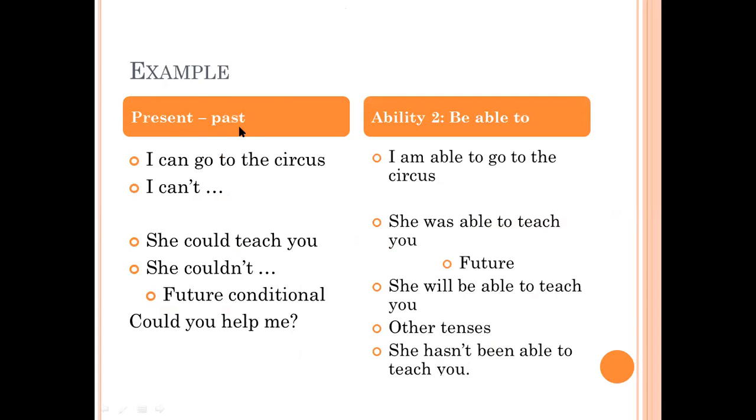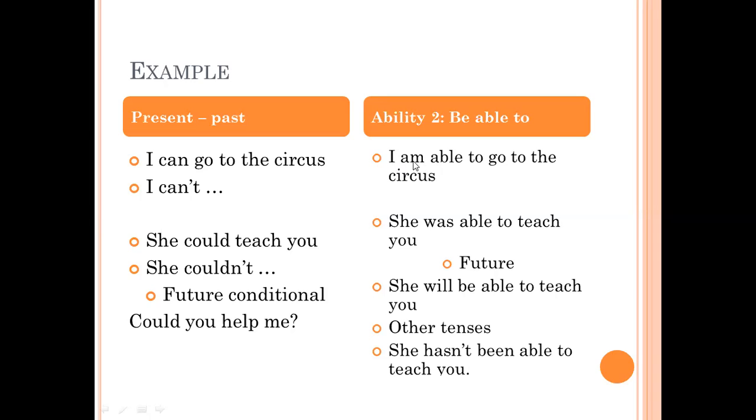Present and past. I can go to the circus. Ability. And the negative way. She could teach you. Past ability. She couldn't teach you. Or the other use of could, like future conditional: Could you help me? ¿Podrías ayudarme?